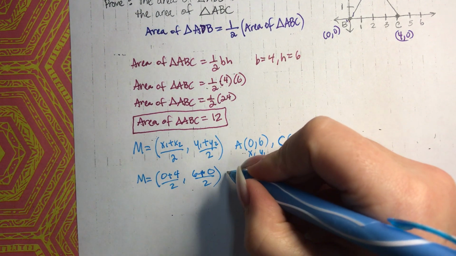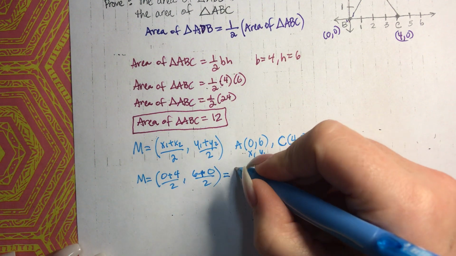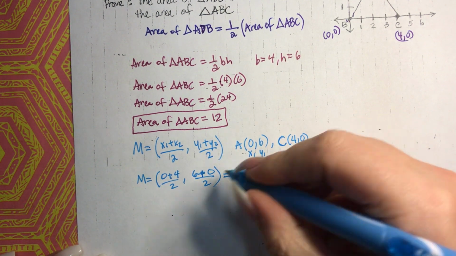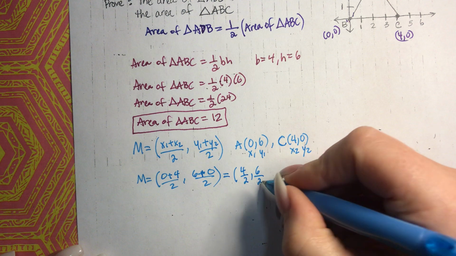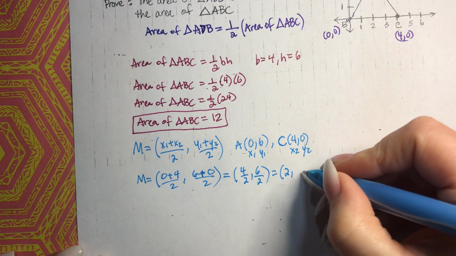All right, and what does that end up being? 0 plus 4 is just 4, and 6 plus 0 is 6. So 4 divided by 2 is 2, and 6 divided by 2 is 3.